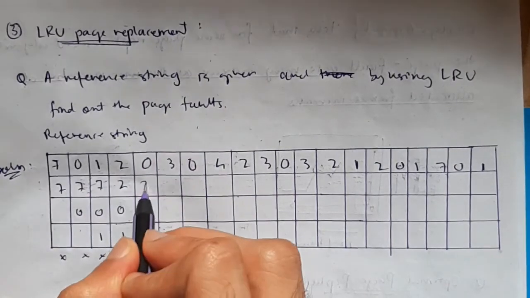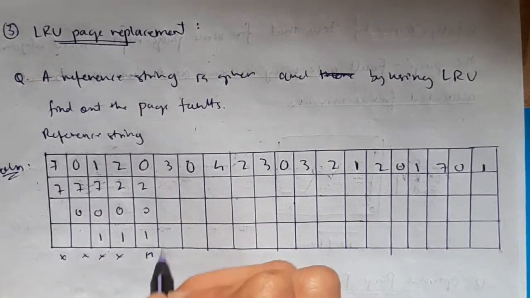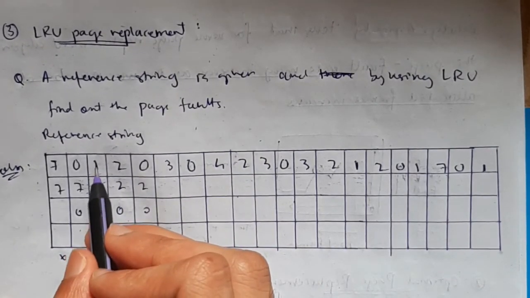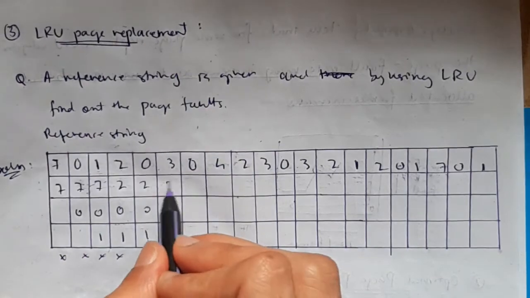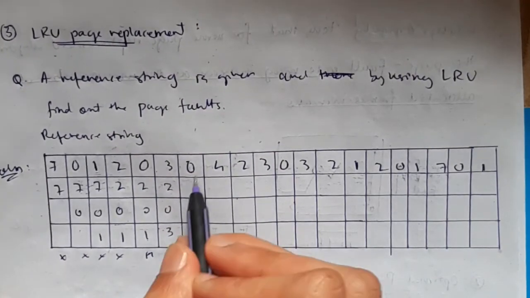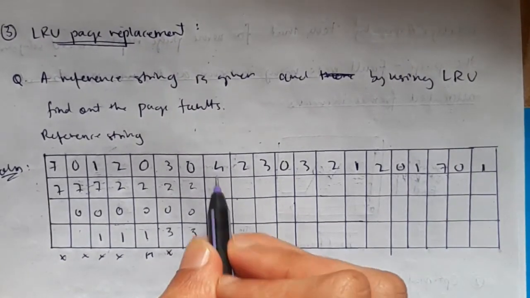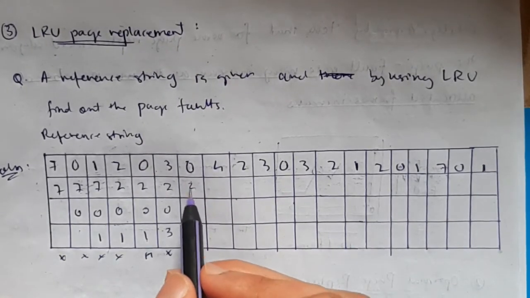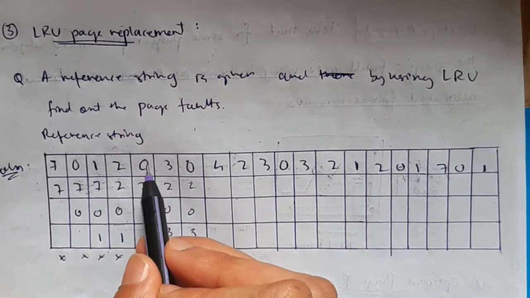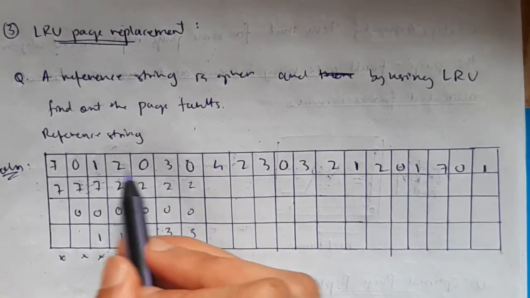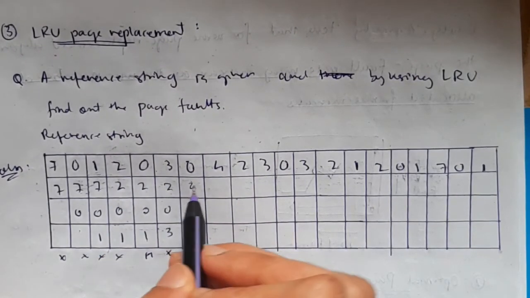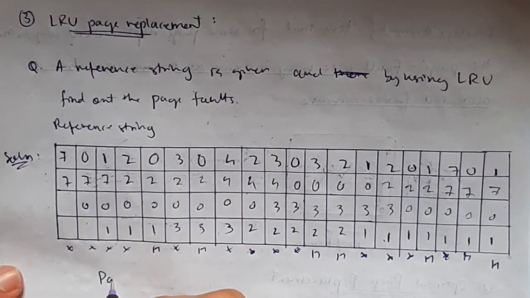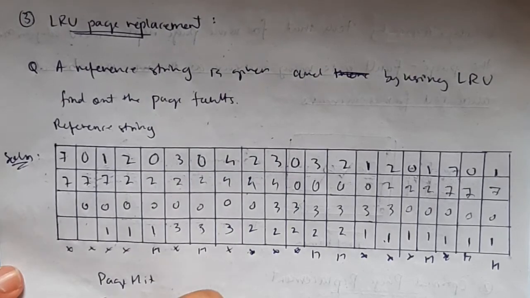And 0 is here, so it is a hit. And 3, among 2 0 1, which was least recently used? It is 1, so I'll replace 1 with 3. 0 is here. 4, among 2 0 3, which was least recently used? 2 is used here, 0 is here, 3 is here. So among these three, 2 is least recently used, so I'll replace 2. After filling the table, you have to calculate the number of page hits and number of page faults.